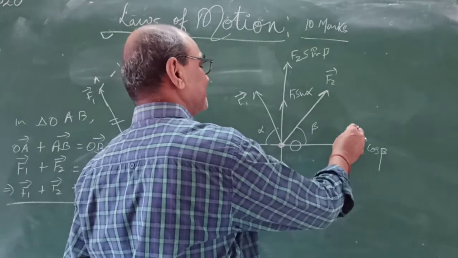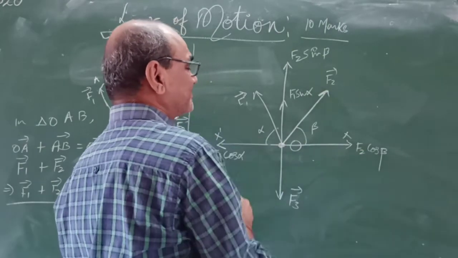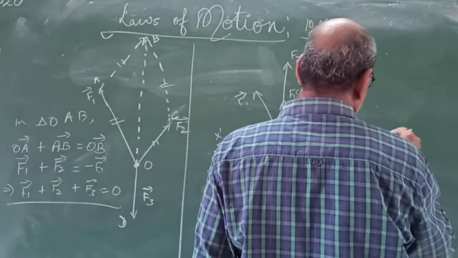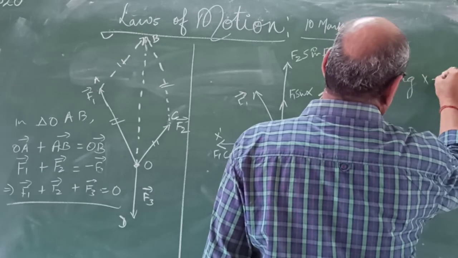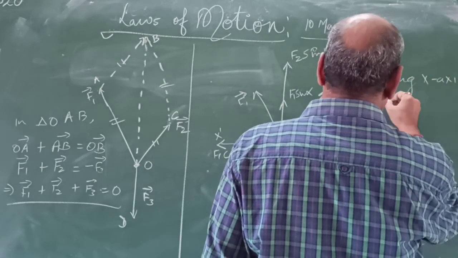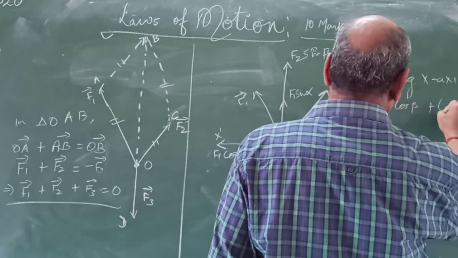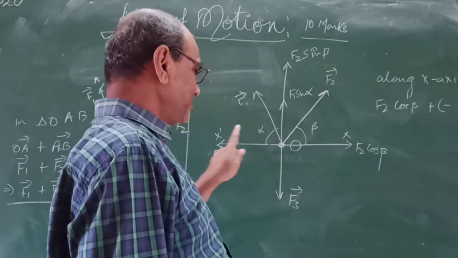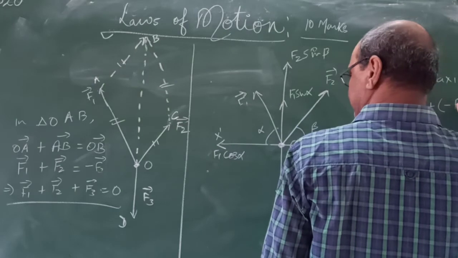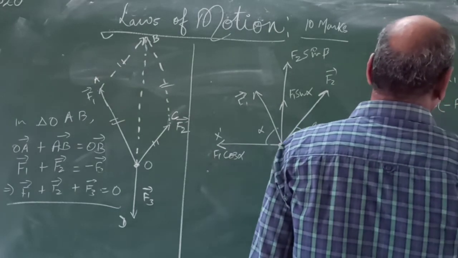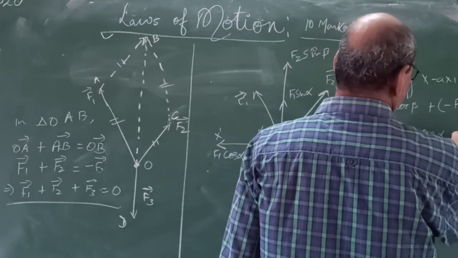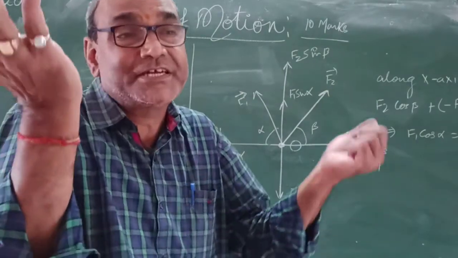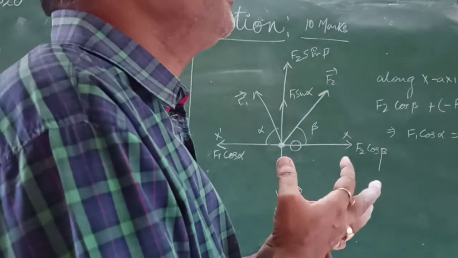Along the x-axis, the resultant of force is equal to 0. We know that. Therefore, we can write along the x-axis: F2 cos beta plus minus, this is along the negative direction of x. Now O acts as the origin. Origin to left is negative, origin to right is positive. Therefore, we write F1 cos alpha is equal to 0. Therefore, F1 cos alpha is equal to F2 cos beta. Along the x-axis, if the resultant of all forces meeting at a point is equal to 0, then the concurrent forces are said to be in equilibrium.